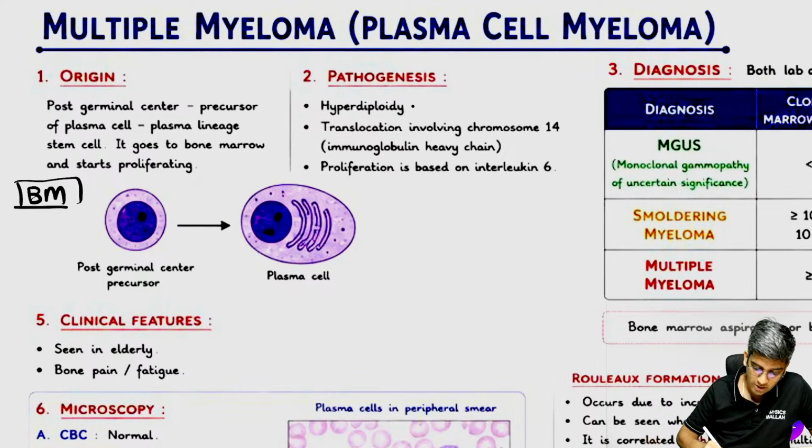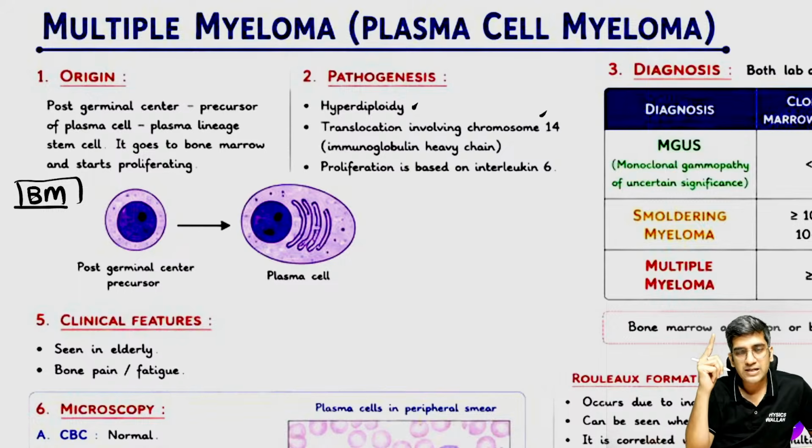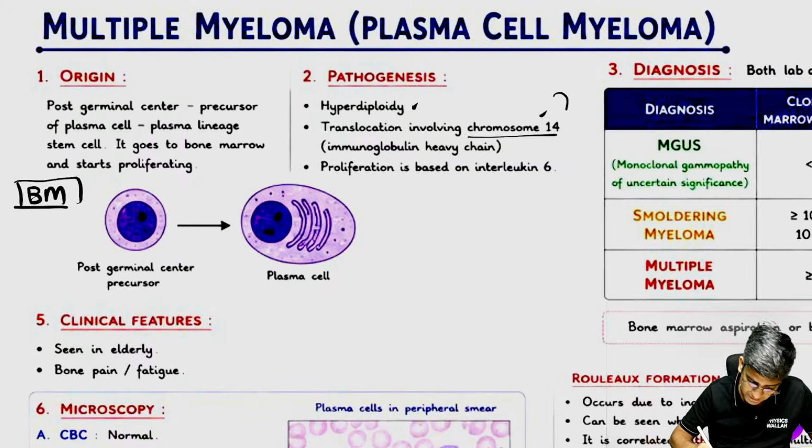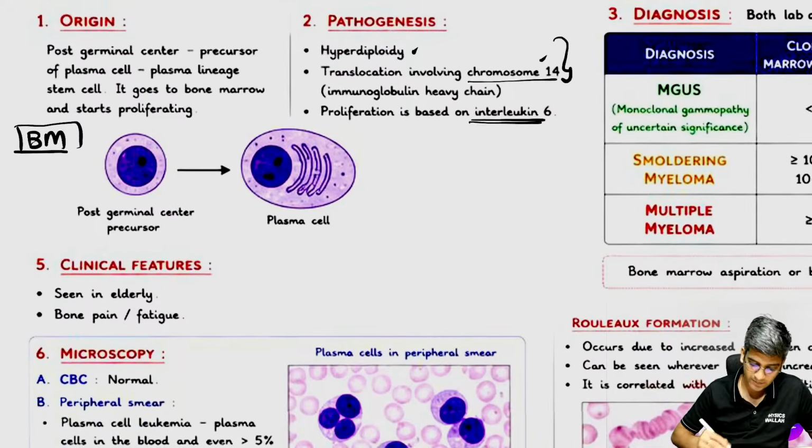Fine. You have multiple problems here. Hyperdiploid is one of the most common chromosomal abnormalities. In addition to that, any translocation involving the 14th chromosome. It could be 11-14, it could be 14-18, it could be 8-14. It should involve the 14th chromosome. That's all, fine. And based on this, there will be lots and lots of proliferation driven by your interleukin 6.